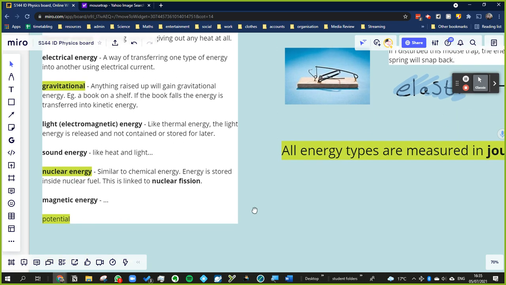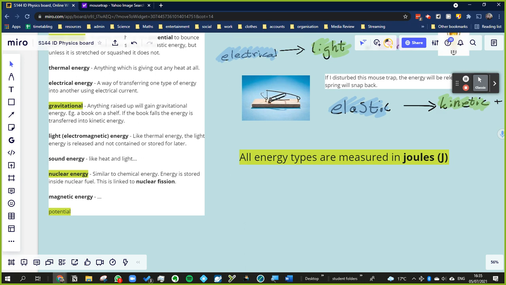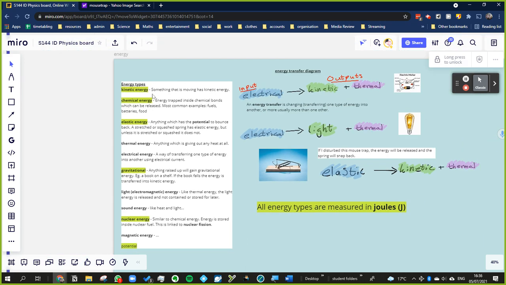Nuclear energy. If you learn a bit about nuclear fission, you'll know that some things have nuclear energy, and that can be used to convert into electrical energy at nuclear power plants. And then magnetic energy, I won't mention too much here, apart from that it is another type of energy. So potential energy: some of these energies are potential, which means that they can be stored. So chemical, elastic, gravitational, and nuclear, I sort of explained.